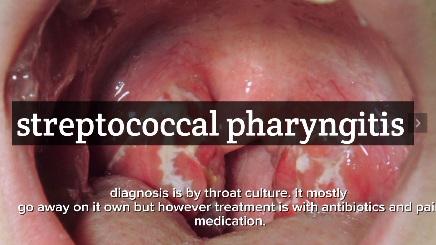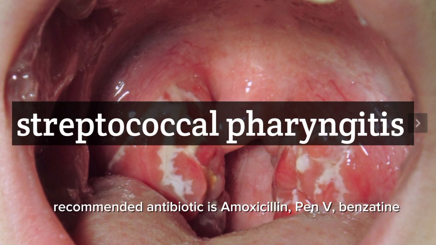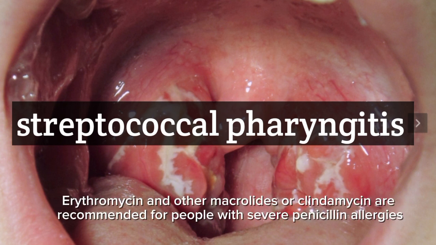Diagnosis is by throat culture. It mostly goes away on its own, however, treatment is with antibiotics and pain medication. Recommended antibiotics are amoxicillin, penicillin V, benzathine. Erythromycin and other macrolides or clindamycin are recommended for people with severe penicillin allergies.